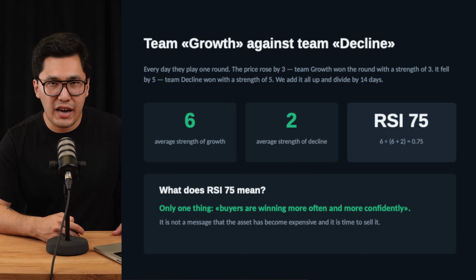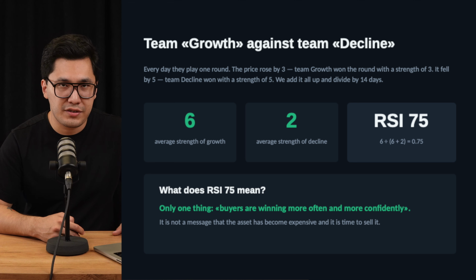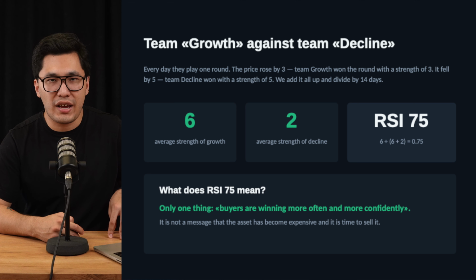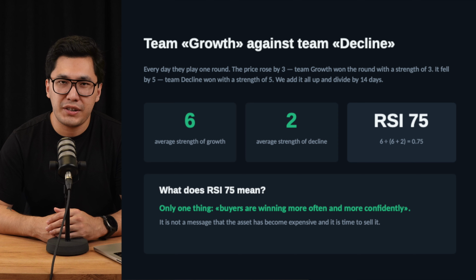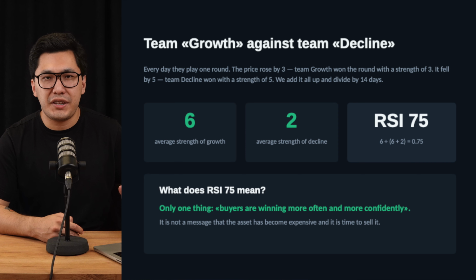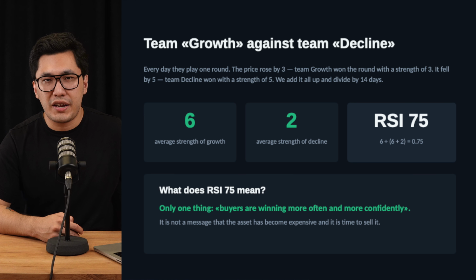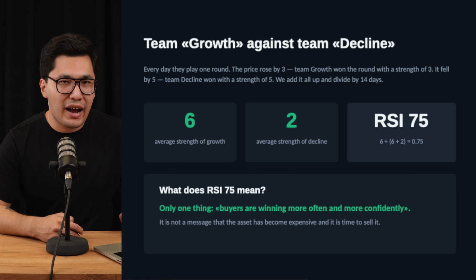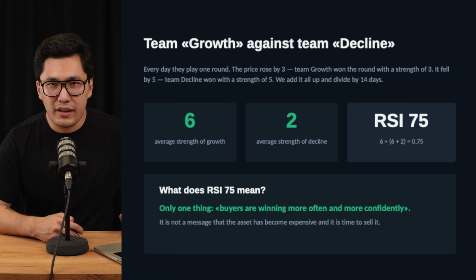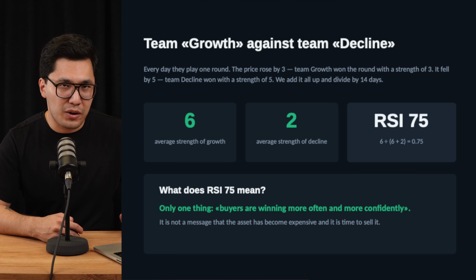Now, to calculate RSI, we take the average growth strength, 6, and add it to the average drop strength. That gives us 8, and 6 out of 8 as a percentage is 0.75. So RSI is 75%, which signals that the buyers are strong. And right away it becomes clear why a high RSI doesn't simply mean it's expensive to buy right now.